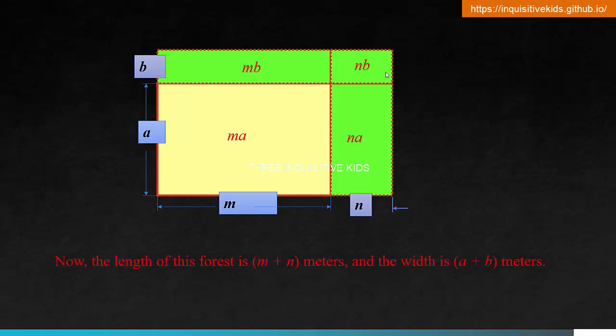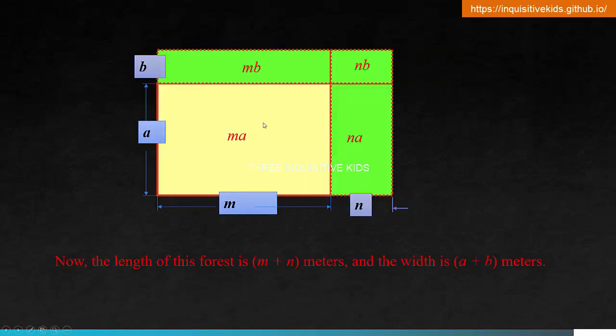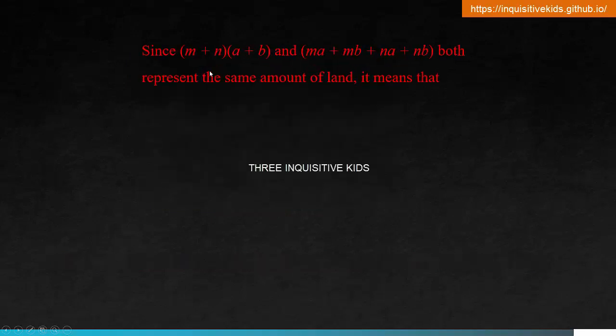Now the length of this forest is m plus n and the width is a plus b. And when you find the area of a rectangle, you multiply the length and width together. So the length is m plus n and the width is a plus b. So you multiply those polynomials together. And so you'll get ma plus mb plus nb plus na. And so we know that these two expressions represent the same thing. They're equal.